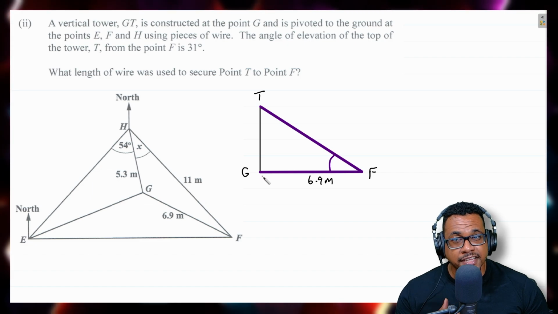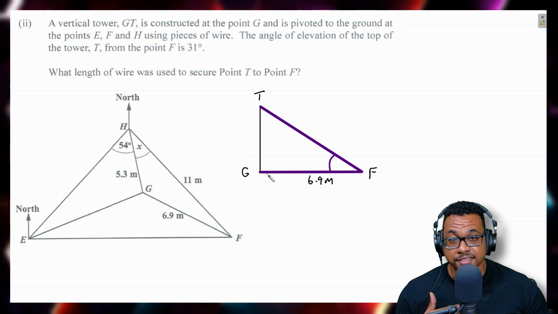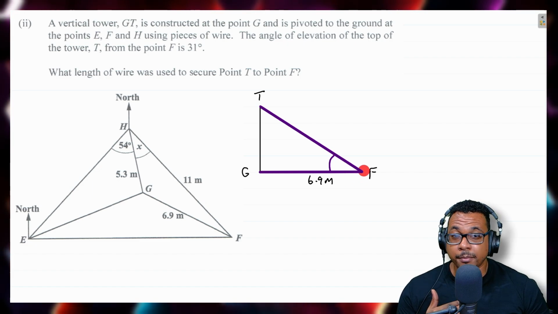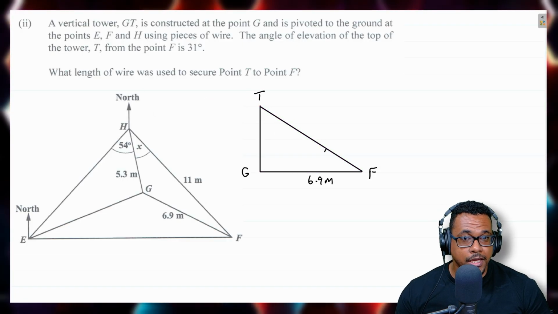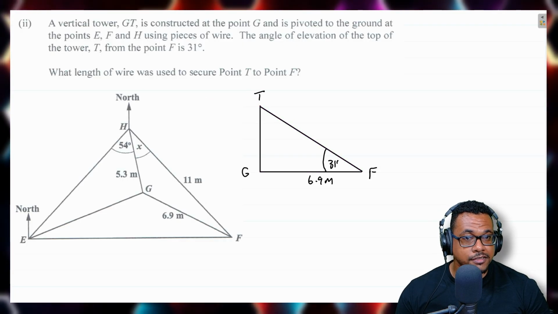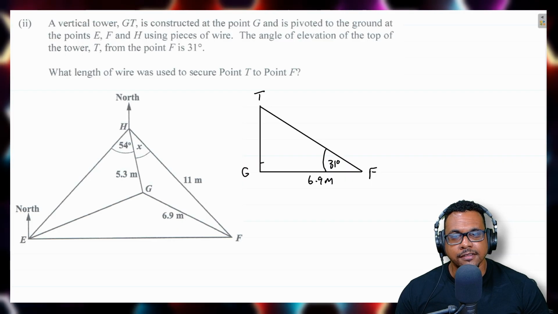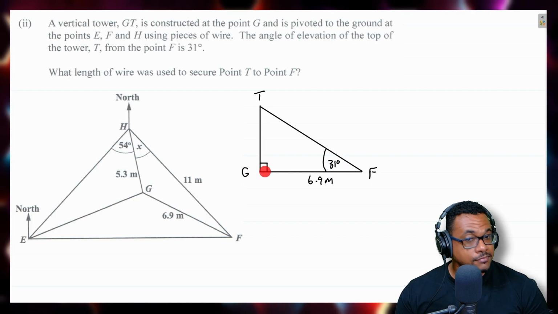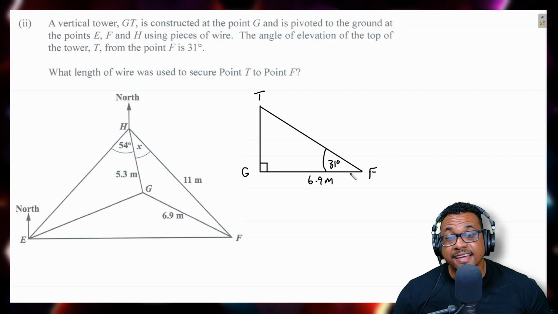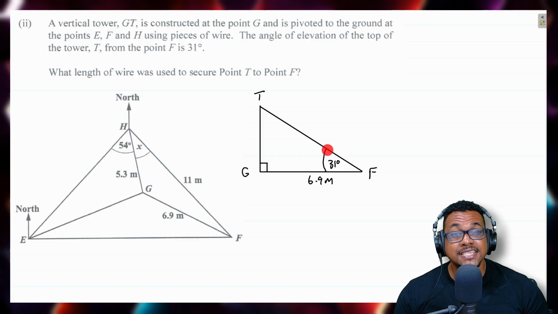You know the angle of elevation must be taken from a horizontal line. So horizontal line, and then from F, go up, is 31 degrees. Therefore, here is 31 degrees. Here will be a right angle, because vertical tower, horizontal ground, 90 degrees. And the length of the wire used will be the length of the hypotenuse of this triangle, TF.